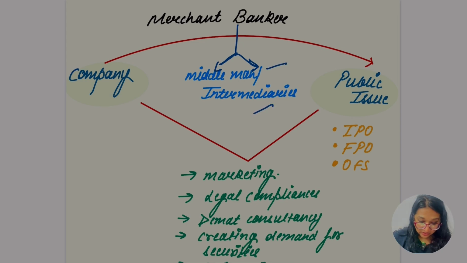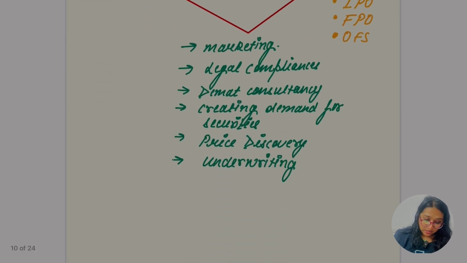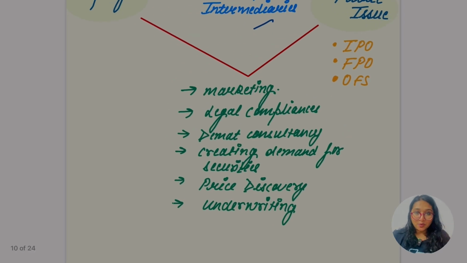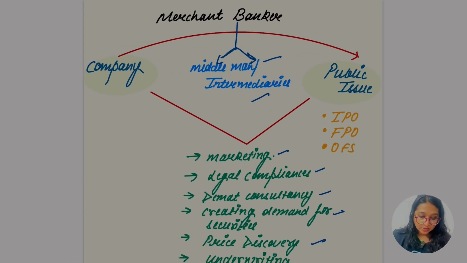They are the intermediaries for what? For doing the public issue, by whom? The company. And basically there are so many procedures, so many compliances involved here. They do it quickly, which involves marketing, legal compliance, demat consultancy, creating demat for the securities, price discovery and underwriting. So this is basically done by the merchant banker. That's why the company needs a merchant banker to do the public offer, public issue.